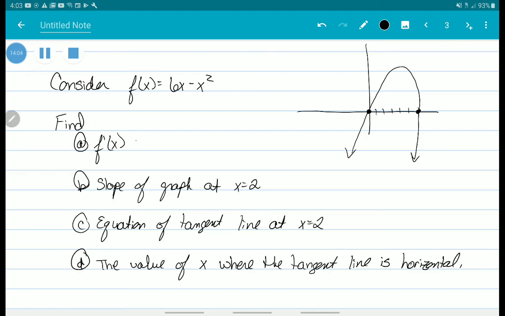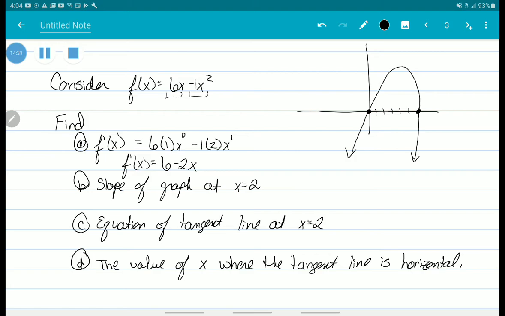So let's find the derivative. So in this case, to take the derivative, we're going to take the derivative of each piece. The derivative of 6x is 6, bring the exponent down, subtract 1 from the exponent. Same thing here, you're going to keep that negative 1 in front, bring the exponent down, subtract 1 from the exponent. So our derivative is 6 minus 2x.